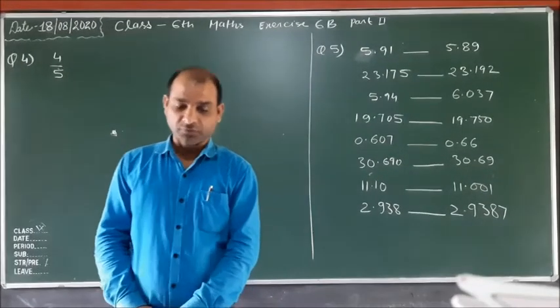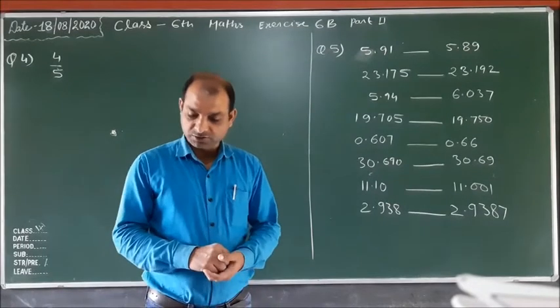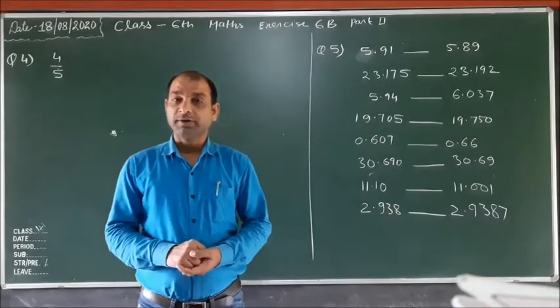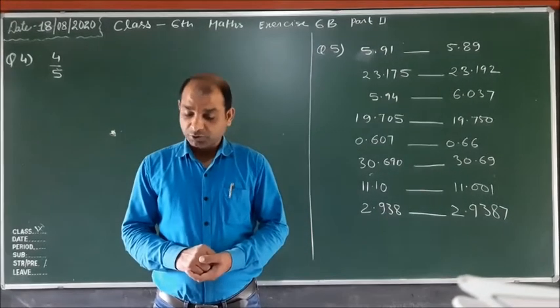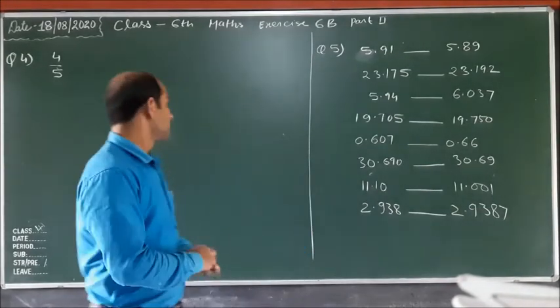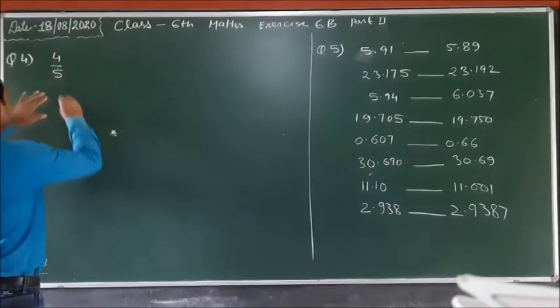Now the question number 4 is: change the following fractions to decimals by changing denominators to 10 or multiples of 10. Means your denominator should be 10 or a multiple of 10. So dear children, we change the denominators of this question.